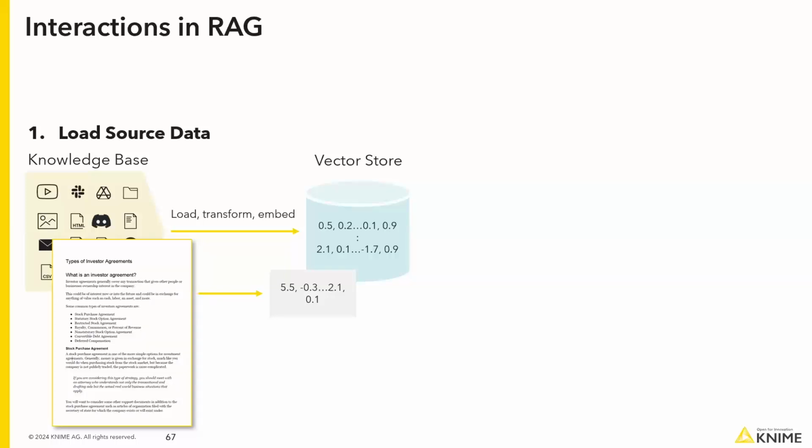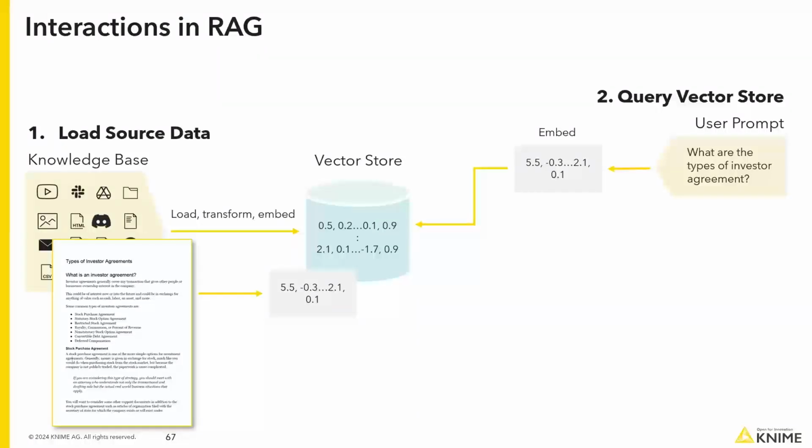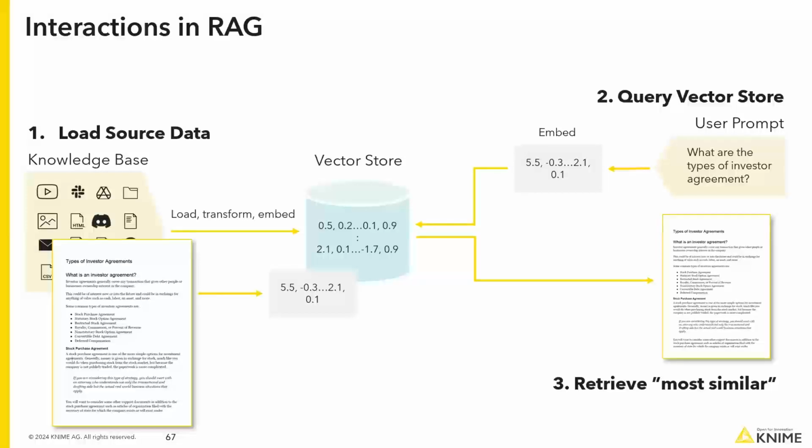This is a document that contains the description of what the bank defines as an investor agreement. So it's a knowledge base provided by the bank that is not available on the internet, so the model doesn't have knowledge of this. We can produce an embedding of this and store it in the vector store. At the same time, we're going to ask what the types of investor agreements are. This is our user prompt. We embed it and query the vector store, which will retrieve the most similar answer to our question. This is the RAG interaction that we're going to build later on.